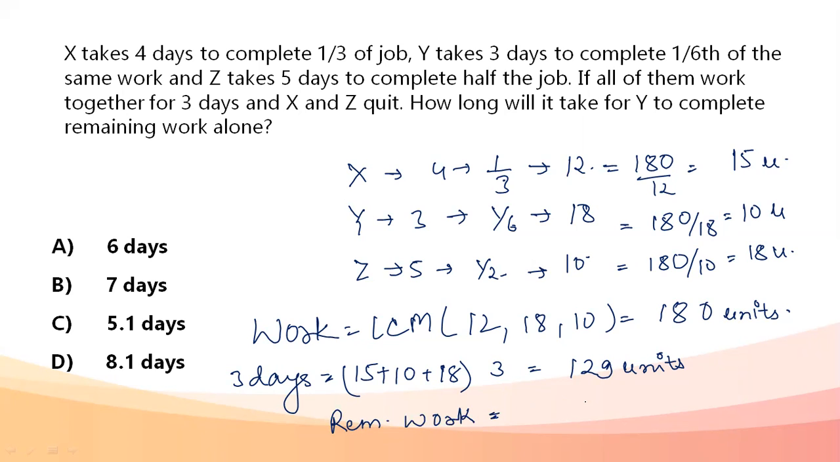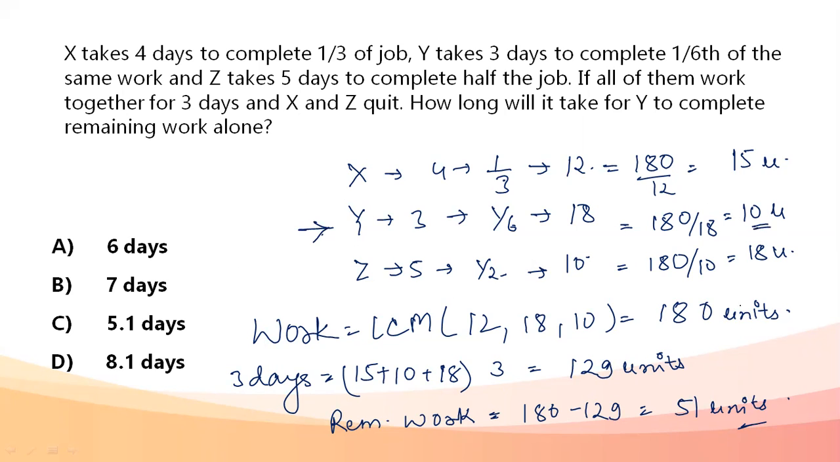Remaining work, we are going just with respect to the question, because after 3 days X and Z will quit. So remaining work becomes 180 minus 129, that is 51 units. Now since X and Z are quitting, the only person that remains to do the work is Y.